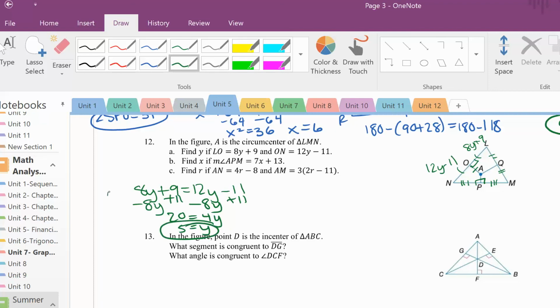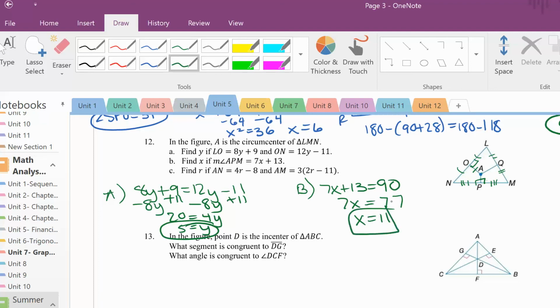So in part B, it says find x. So find x if angle APM is 7x plus 13. Well, APM is also a right angle, so we can set 7x plus 13 equal to 90. So it's equal to 77. So x is equal to 11.